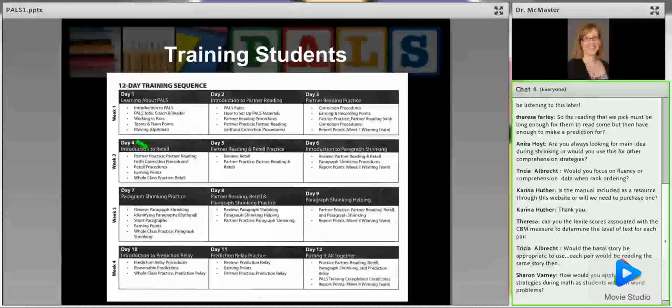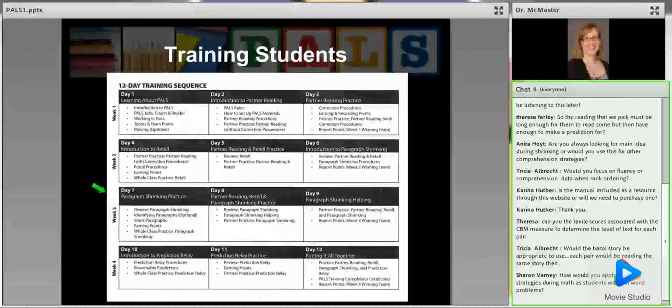And so you can see each day builds on the previous day, where we're adding a new activity or we're just practicing what was learned the day before. So on day 4, we add retell. We have a day of practice. On day 6, we learn paragraph shrinking. Then we have practice. And so across those 12 days, by the end of it, they will have learned all of the different activities and how to do those.